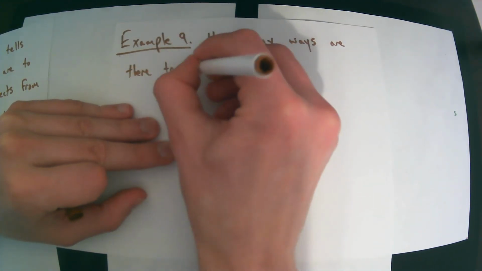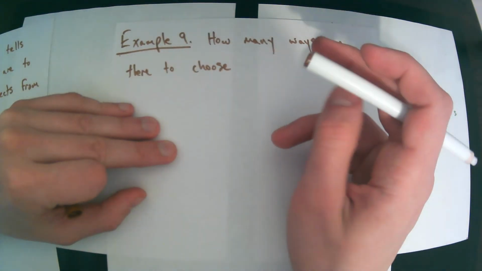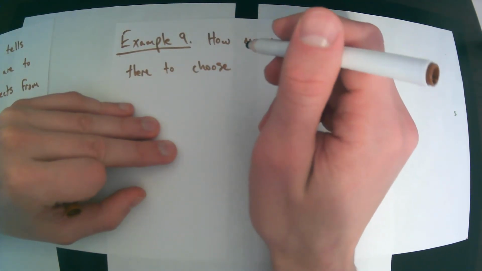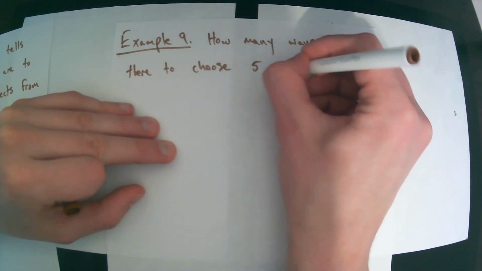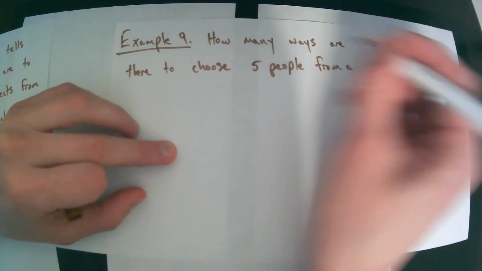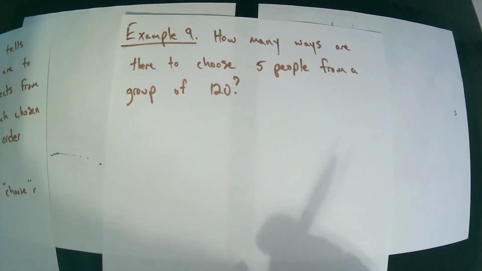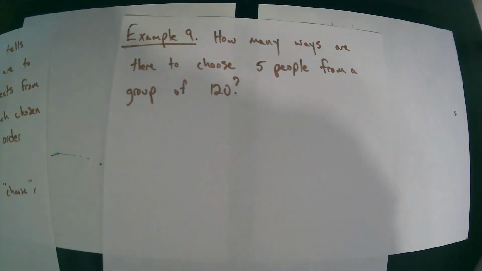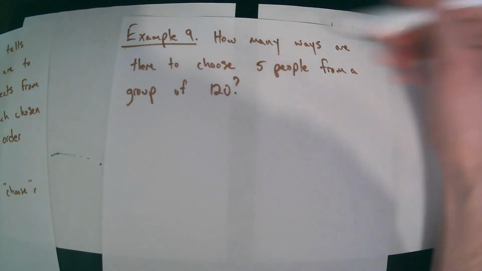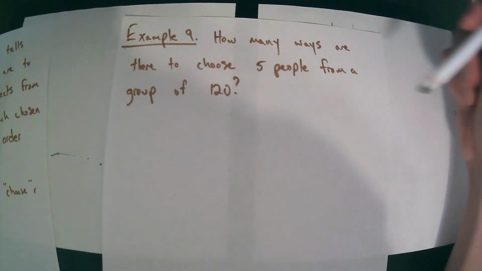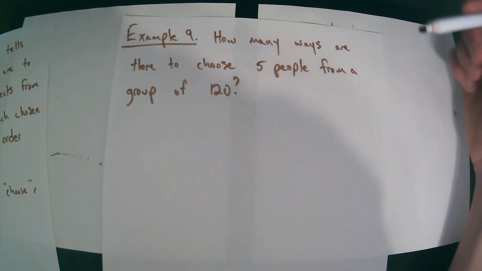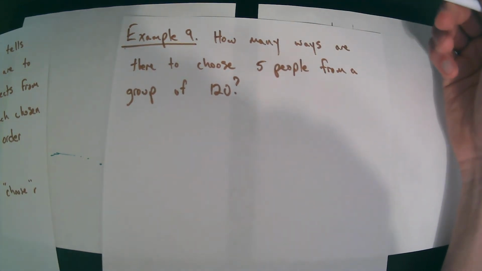How many ways are there to choose 5 people? So it's implied that order does not matter here. If it's just a committee, the committee's not ranked. There's not different ranked positions in the committee. It's just 5 people. We just need 5 representatives from this group of 120. And of course, each person can only be chosen once, right? One person cannot take the spot of 2 people, right?